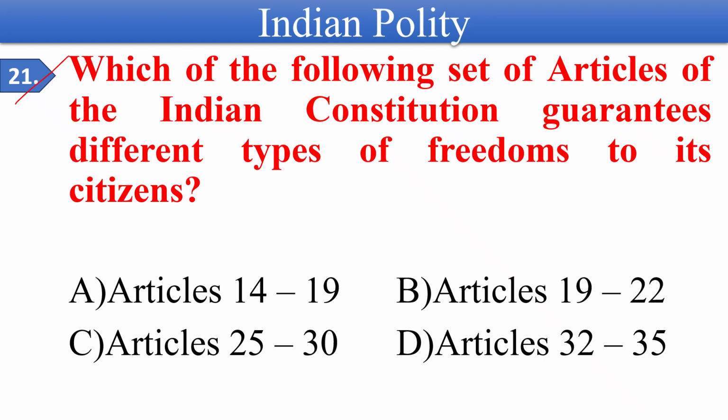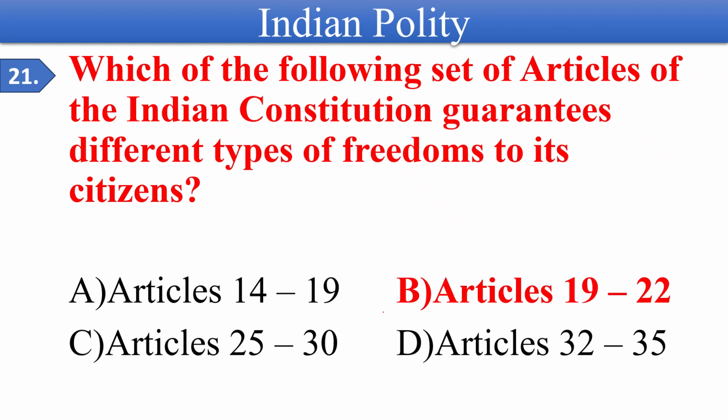Question number 21. Which of the following set of articles of the Indian Constitution guarantees different types of freedoms to its citizens? Option A, Articles 14 to 19. Option B, Articles 19 to 22. Option C, Articles 25 to 30. Option D, Articles 30 to 35. And the answer is option B, Articles 19 to 22 is the correct answer.